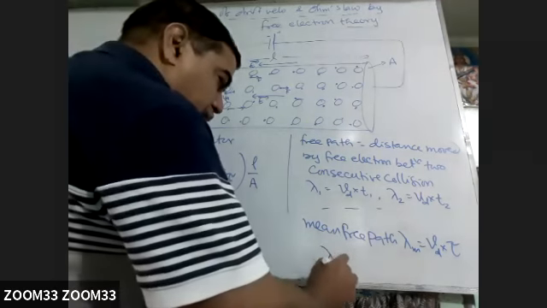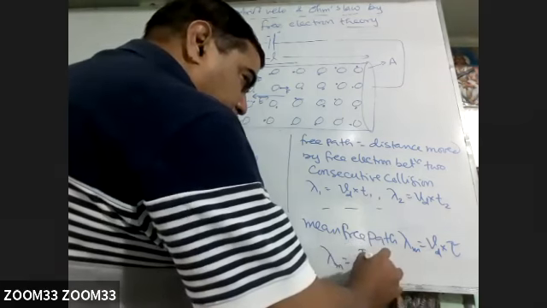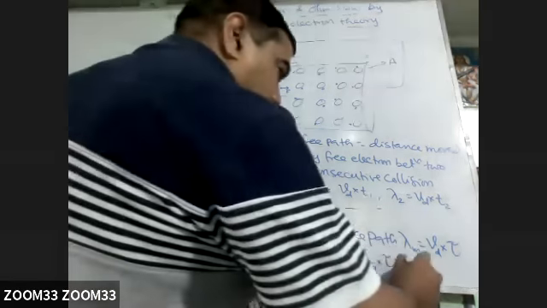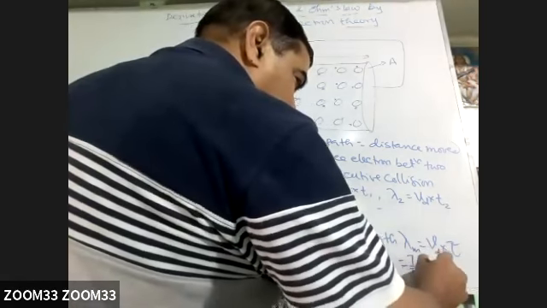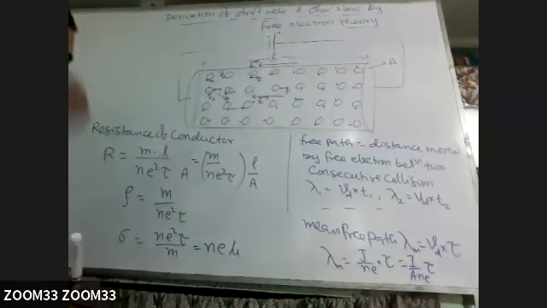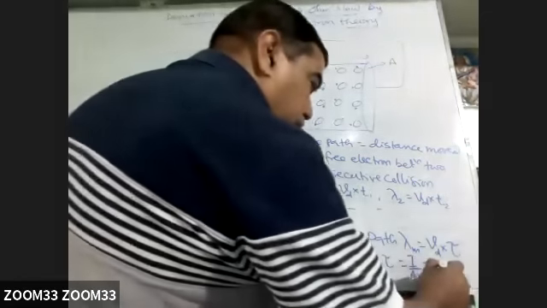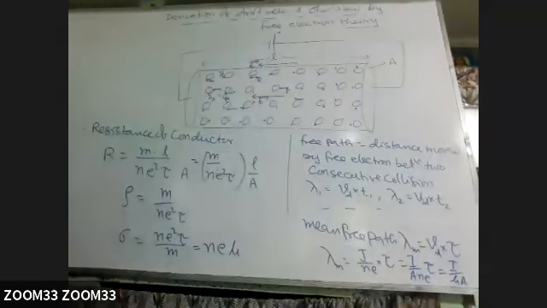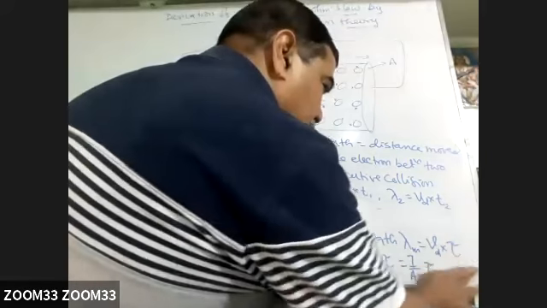So this lambda may be v_d, which is J over n e, and relaxation time tau, or I by A n e tau. E tau over m is mobility, so it can be I by mu... No, e tau by m, no, it is wrong. Only this one.